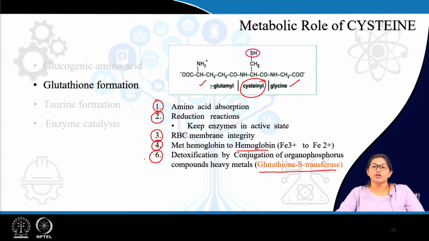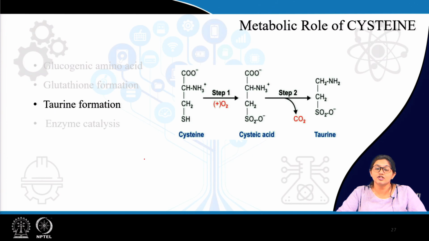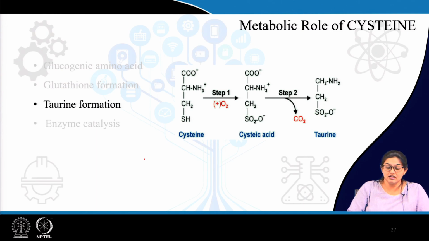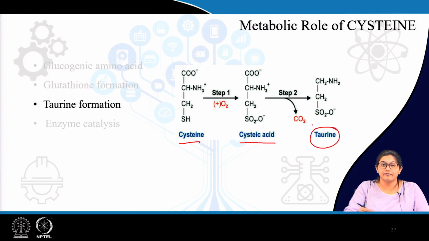Next, another important product is taurine, which is formed from cysteine. Remember, taurine was important with formation of bile acids, taurocholic acids or taurochenodeoxycholic acids, both are formed from taurine. Now, this taurine is formed from cysteine. Here you can see cysteine from cysteic acid, which undergoes decarboxylation to form taurine.